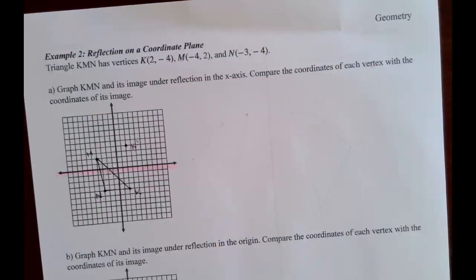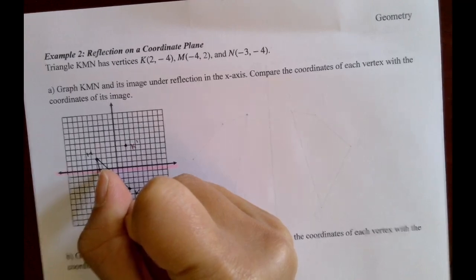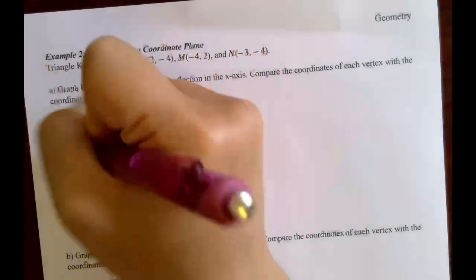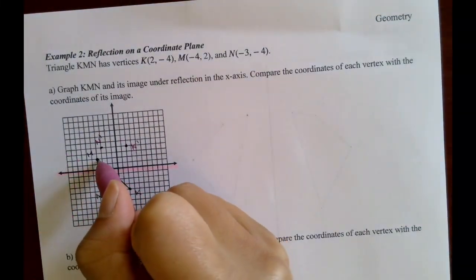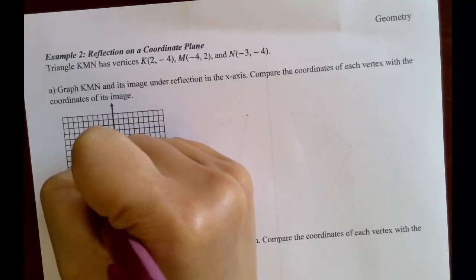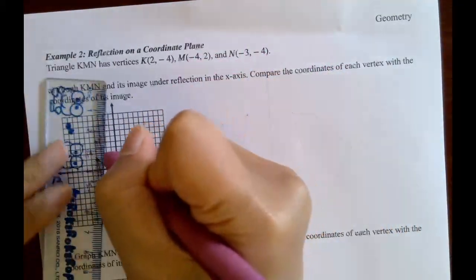Okay. I'm going to do the same thing for N. This is 1, 2, 3, 4 away. I'm going to go 1, 2, 3, 4 away. And this is my new N, so N prime. And then M here is 1, 2 away from the line of reflection. I'm going to go 1, 2 away. And here's my new M prime. Okay. Then I'm just going to connect it.